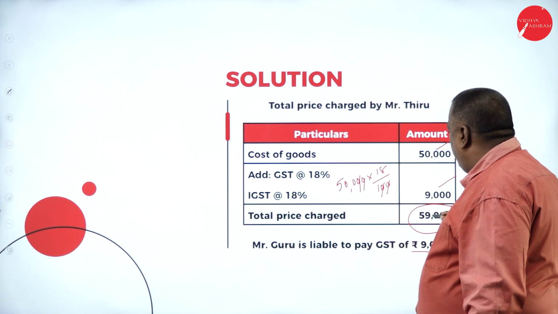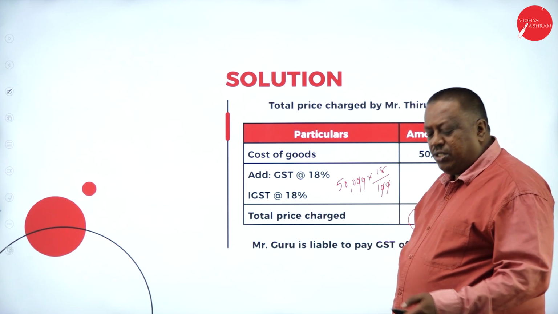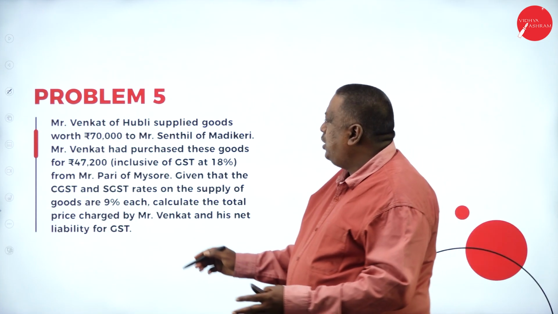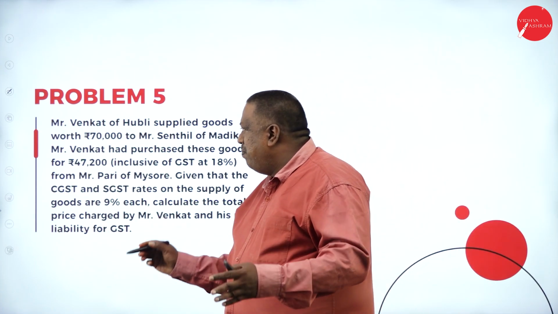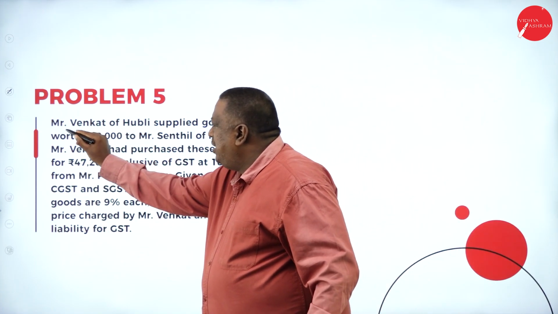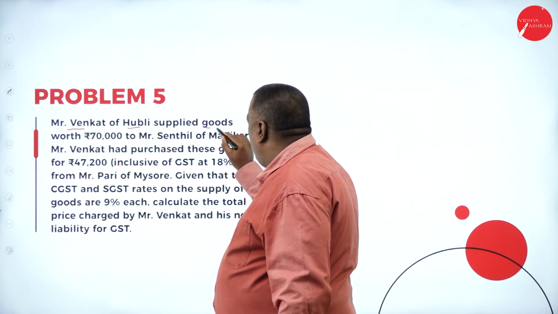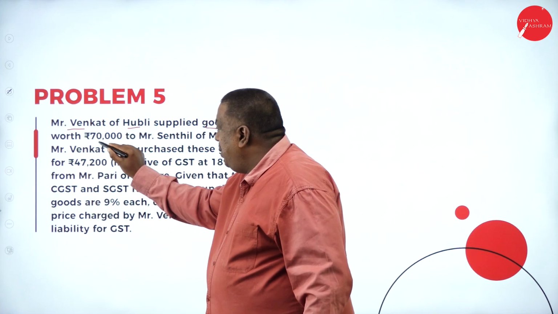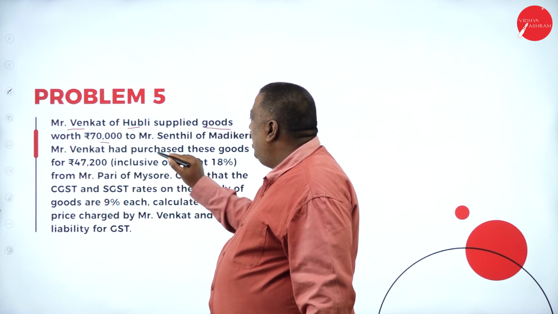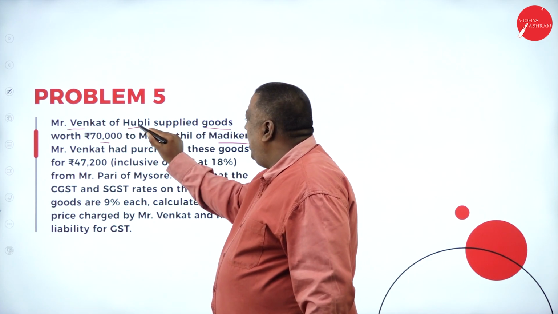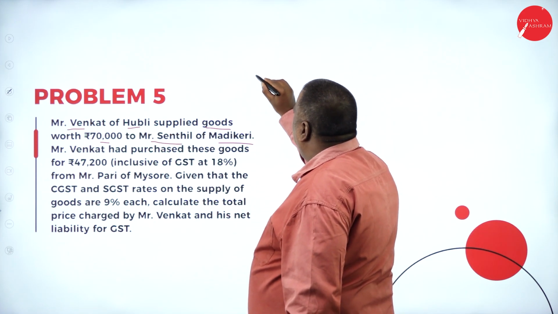And the total price is going to be paid, 59,000, to Mr. Thiru of Hyderabad. Next problem we have here is very simple. My name is Mr. Venkat. I am from Hubli. I am supplying goods worth rupees 70,000 to Mr. Sendil of Madikeri. Hubli and Madikeri both are in Karnataka.